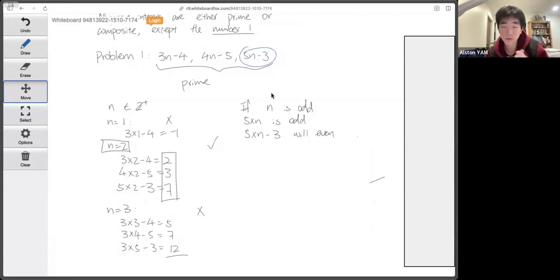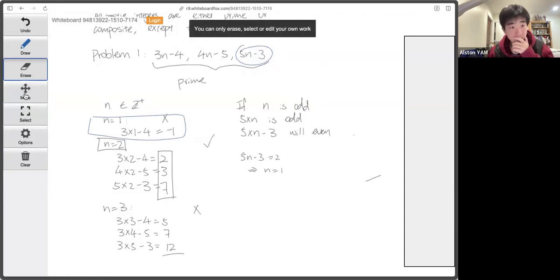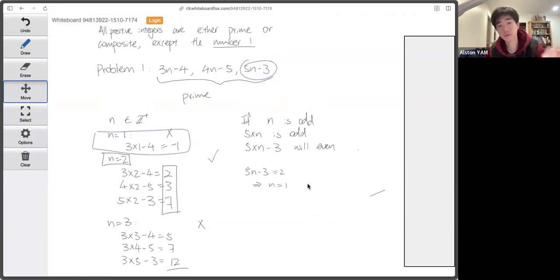And we know that the only even prime is 2. So we know that 5n minus 3 will be equal to 2. And we can solve that, which implies n is 1. And we have tried the n equals 1 case, which doesn't work, right? So n equals 1 is not a solution. That also means we have proved that all odd n doesn't really work. Okay.